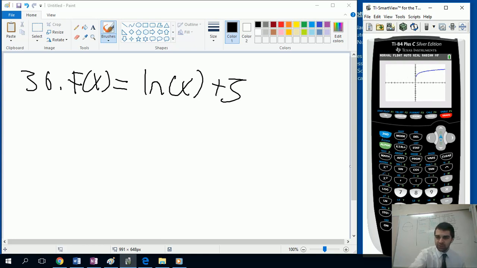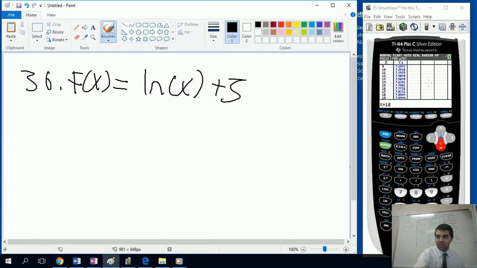As we go to our table here, all these negative values are giving us errors. When we look at any value lower than 1, it gives us errors. Oh, this is glitching out. That's slow response time.